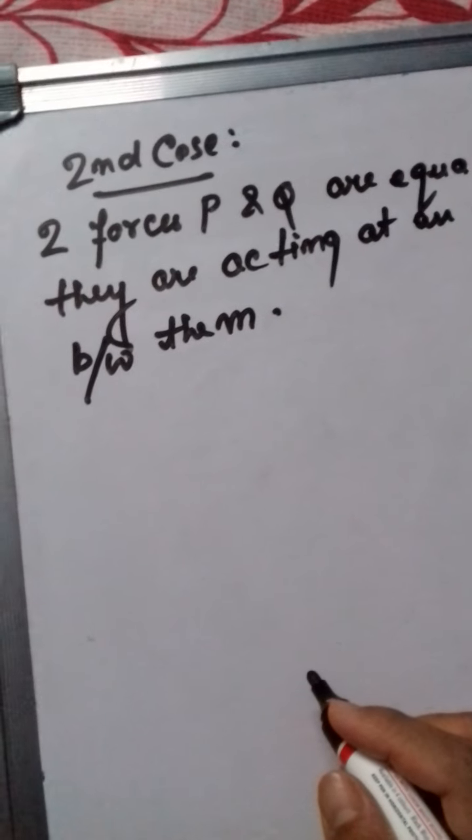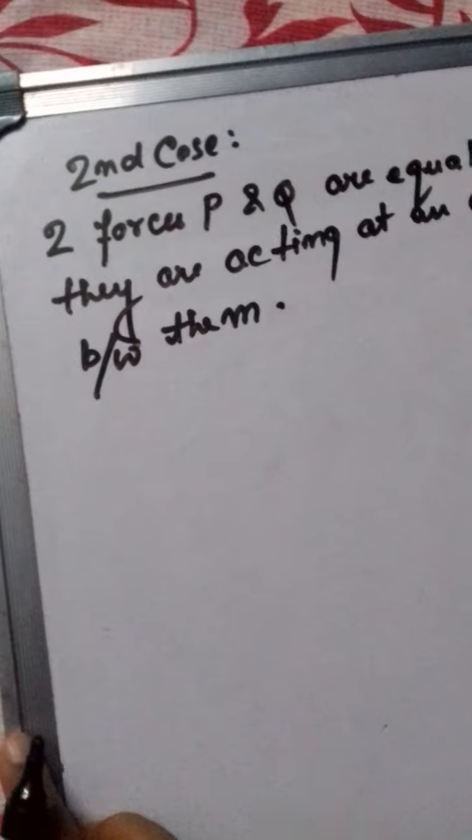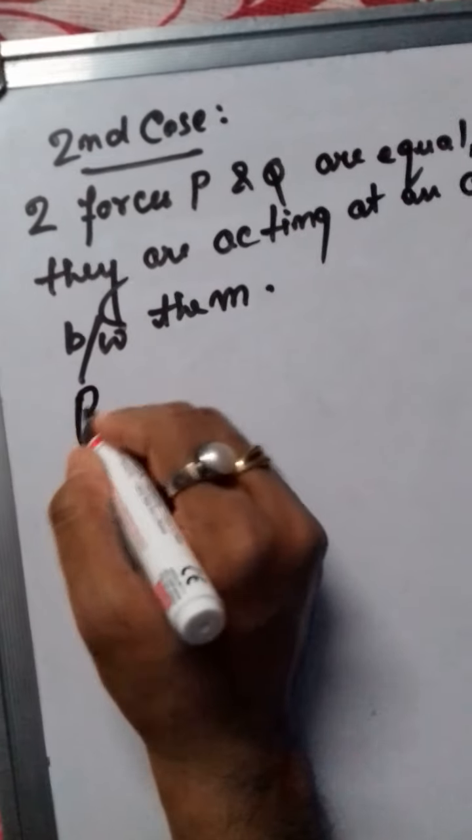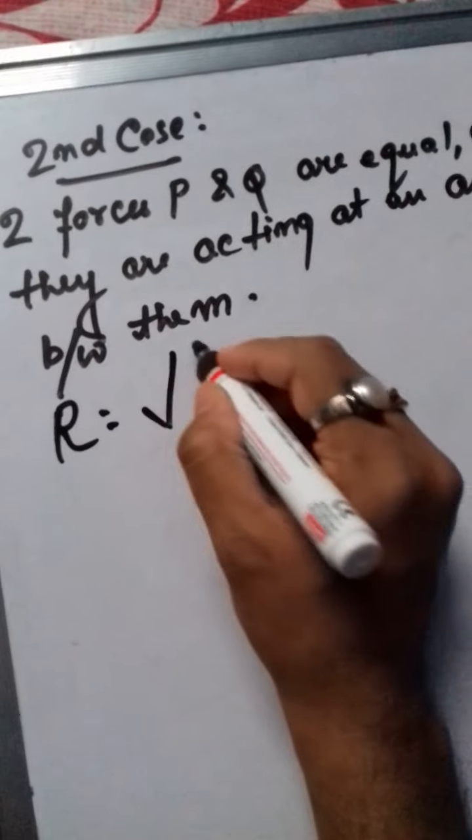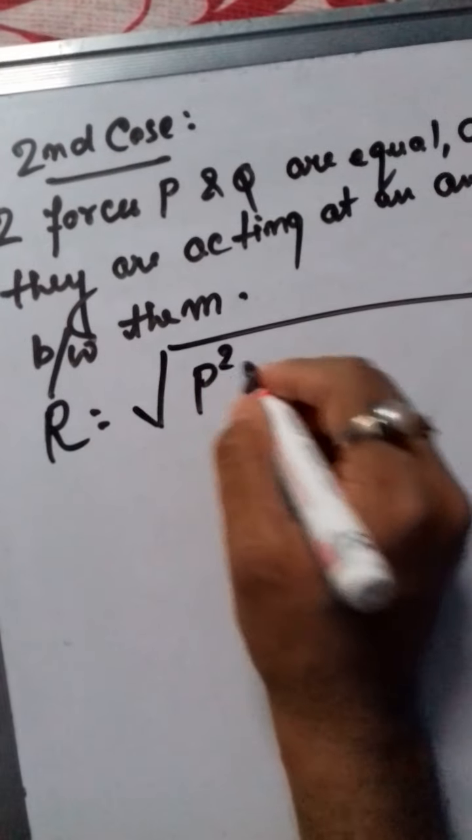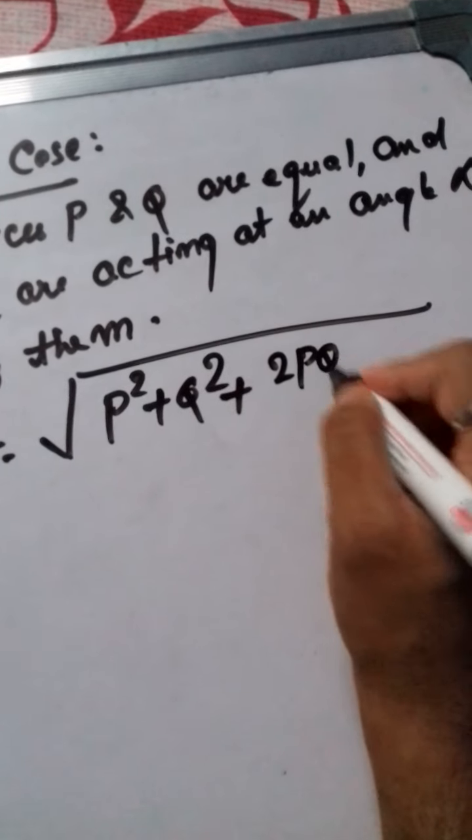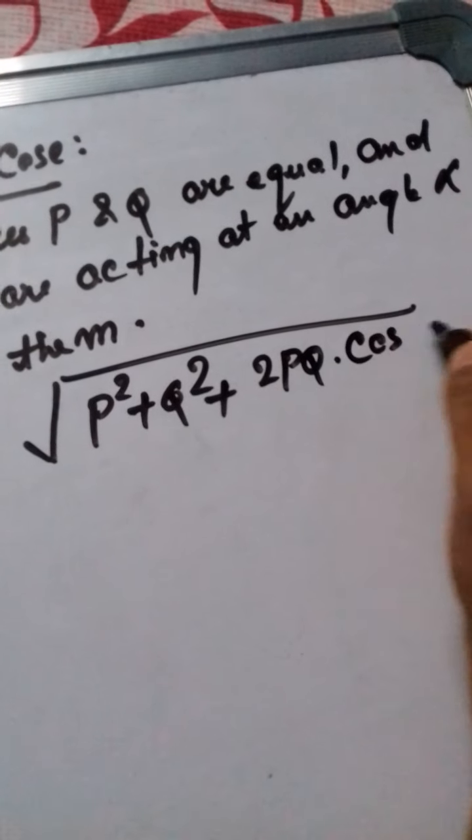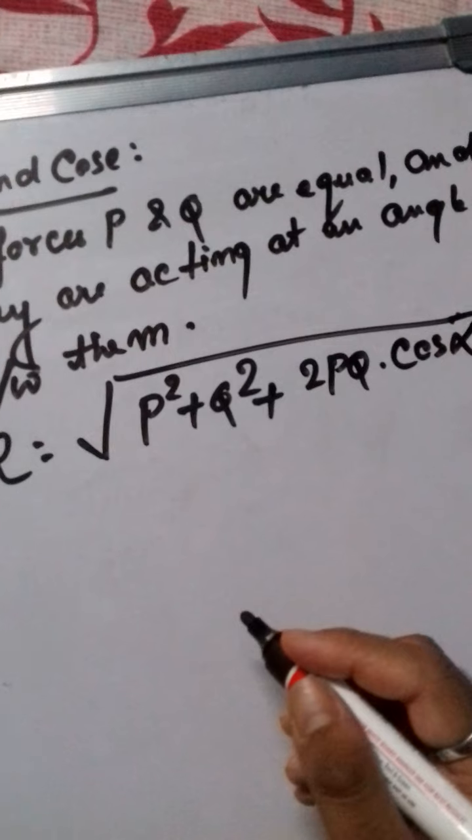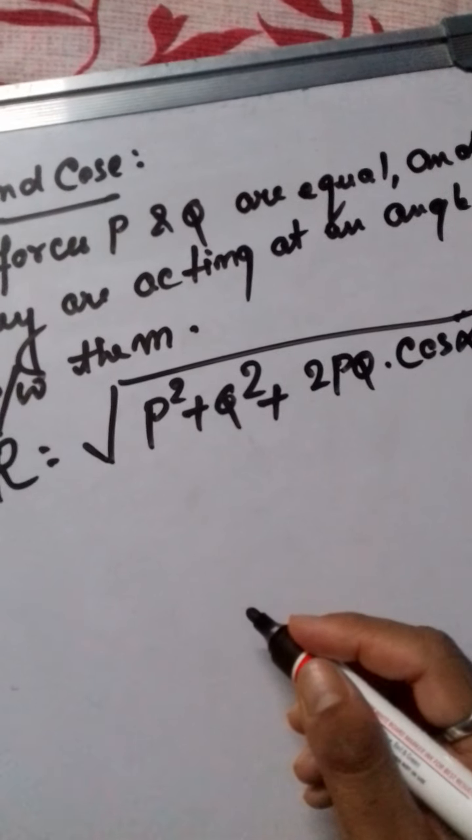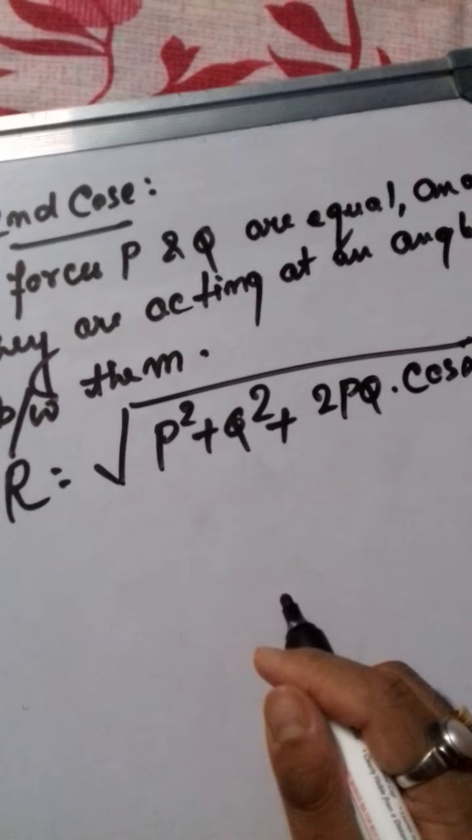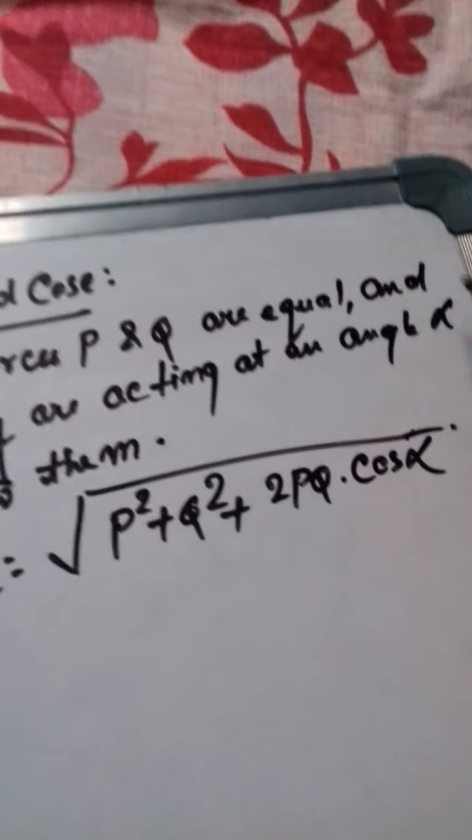Okay. Now we have to find out the magnitude and the direction. So what was the formula? R was equal to root over of P square plus Q square plus 2PQ cos alpha. Now the two forces are equal and we don't know the angle between the two forces, that is the angle is equal to alpha. We don't know the value of the angle, right?